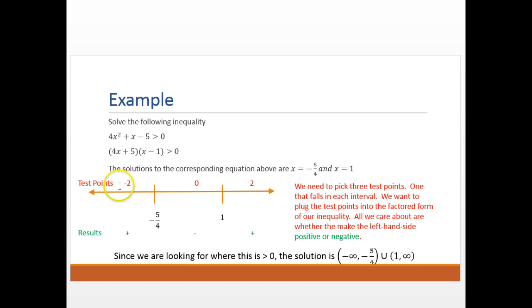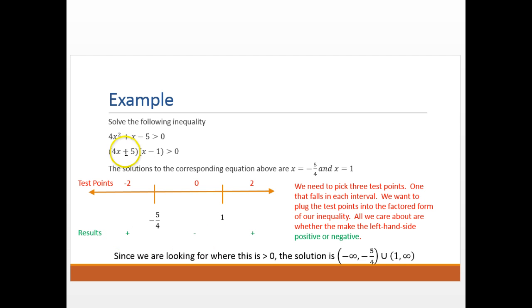So let's pick test points. I'm going to pick easy ones: negative 2 on this side, 0 in the middle, and 2 on the right. Negative 2 is to the left of negative 5/4, 0 is between negative 5/4 and 1, and 2 is to the right of 1. All we're going to do is plug into the factored form. All we really care about is whether it's positive or negative. So let's plug in negative 2. Negative 2 into here gives us negative 8 plus 5, which is negative. Negative 2 minus 1 is negative. A negative times a negative is a positive.